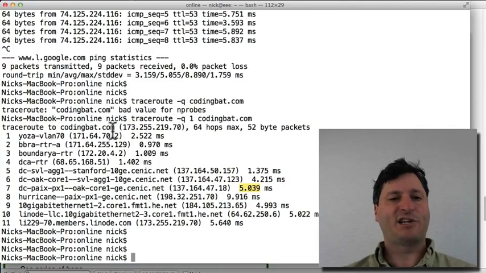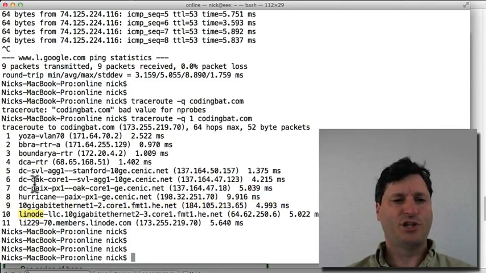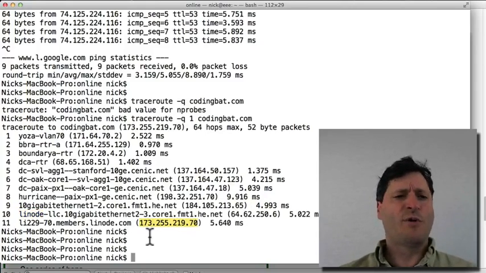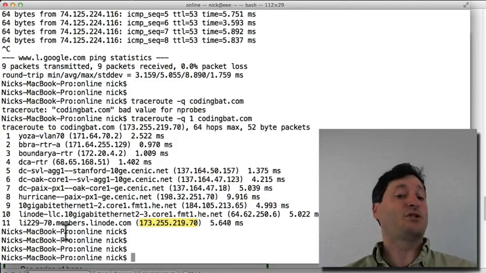So what's happened is my packet has kind of made it on a few Stanford routers over to the scenic router, and then at some point, following my artery capillary analogy, it's probably sort of making its way back down. Linode is where codingbat.com is hosted, and so now we're down on some Linode equipment, and then eventually here, that's actually codingbat.com. So as I said, that's about 30 miles from here, and so that was 11 hops.